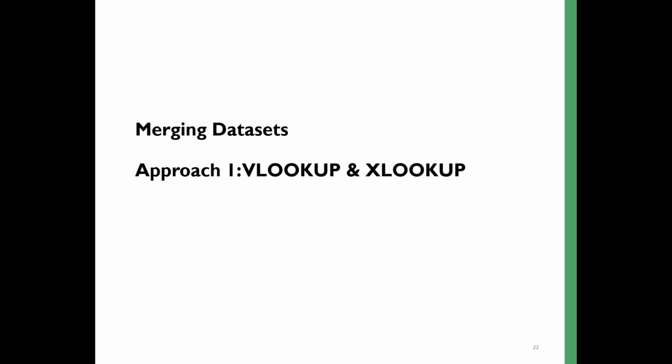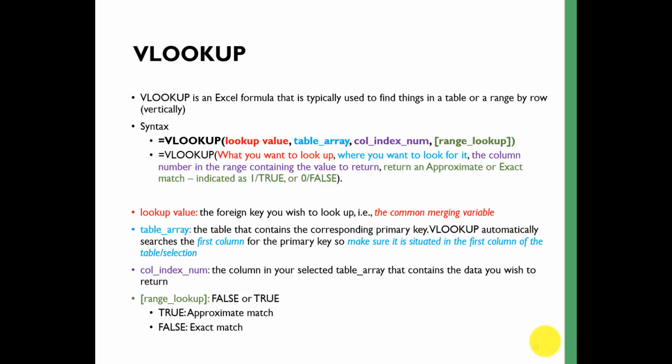So now let's take a look at the first approach of merging datasets, which would require the use of 2 formulas in Excel, which are VLOOKUP and XLOOKUP. We'll first take a look at VLOOKUP, and then we'll move on to talk about XLOOKUP. VLOOKUP is an Excel formula that is usually used to find things in a table or range by row, which means vertically. That is why it's called VLOOKUP. The V here means vertical.